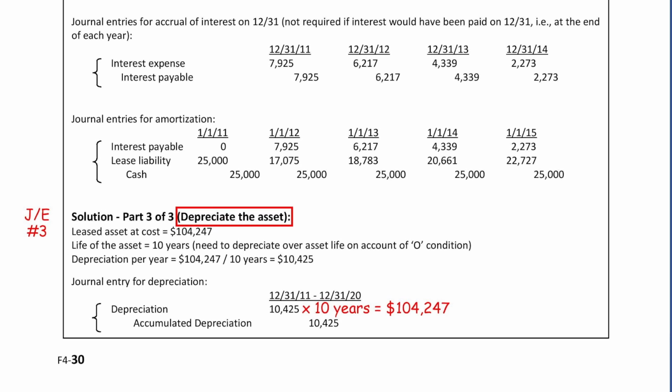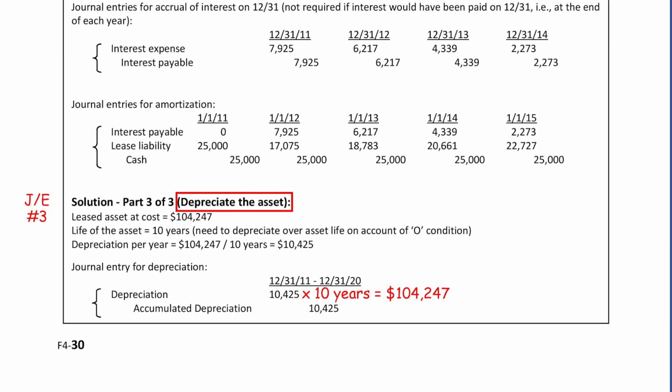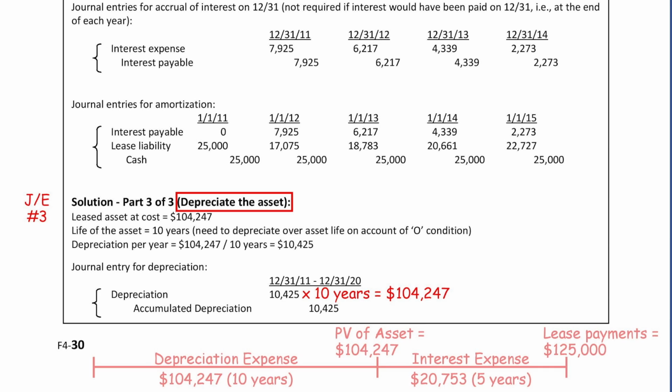And to understand the lessee's expense in this capital lease, let's draw a line on the bottom of this page. Depreciation expense 104,247 over 10 years, because that's the present value of the asset. So right, present value of the asset equals 104,247. And then we got interest expense of 20,753, that's over 5 years. And then the total is the lease payments of $125,000.